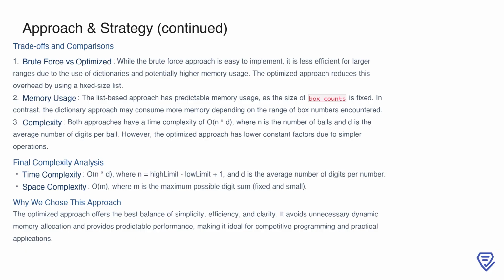In terms of complexity, both approaches share a time complexity of O(n*d), where n is the total number of balls and d is the average number of digits per ball. However, the optimized approach benefits from lower constant factors due to its simpler operations. Space complexity is another area where the optimized method excels, with a fixed O(m), where m is the maximum possible digit sum. Ultimately, the optimized approach strikes the best balance between simplicity, efficiency, and clarity. It avoids unnecessary dynamic memory allocation, ensures predictable performance, and is well suited for both competitive programming and real-world applications.